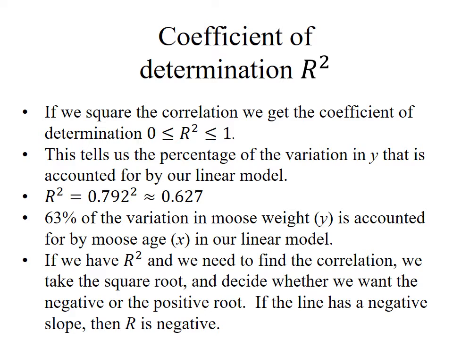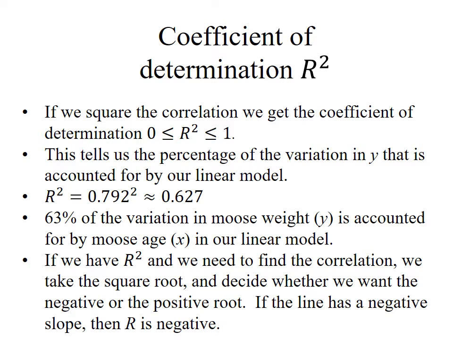So in this case, let's take a look. We had r was 0.792. We square that and we get about 0.63. So that tells us that in this data set, about 63% of the variation in moose weight, my y variable, is accounted for by moose age in this linear model. And then the rest of it is not. So there's about 37% remaining that is not accounted for. That would come down to our epsilon, to our random variation.